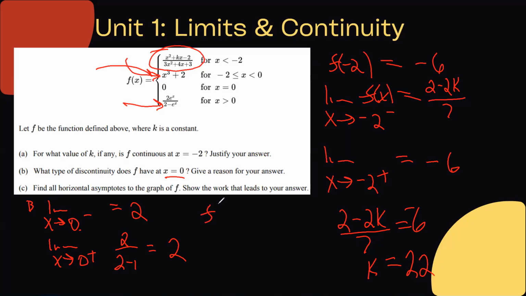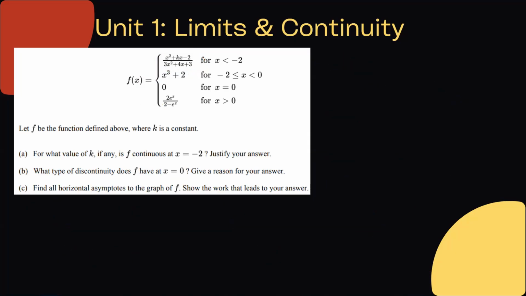Now we just have to see what f of 0 is. f of 0 is 0. So since the limit does not equal the function value, but the limit exists, you have a removable discontinuity. So you would have to say that in a complete sentence, because the limit as x approaches 0 of f of x equals 2 and f of 0 equals 0, f has a removable discontinuity at x equals 0.